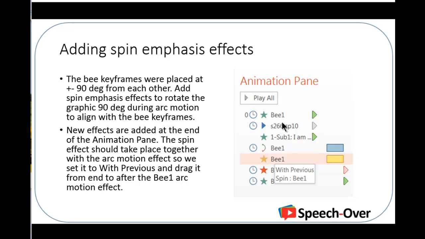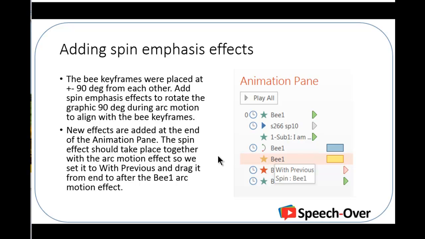And here's what it looks like on the animation pane. There's selected as the B spin motion, selected as with previous. So it comes after the motion path, the blue one. So you can see the yellow one is exactly in the same time frame as the previous, as the motion one. So it goes together.